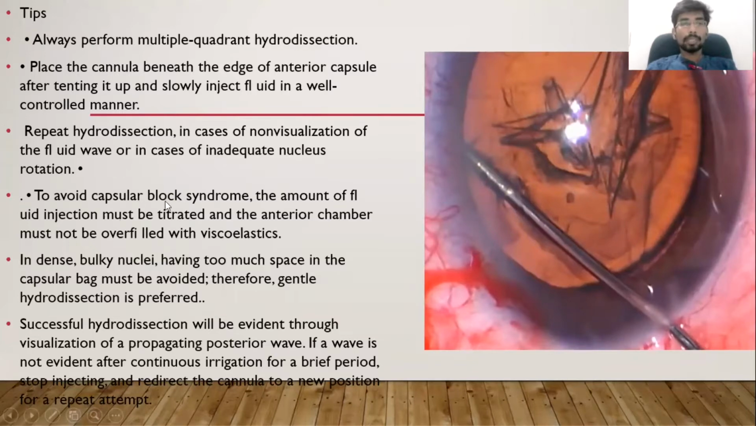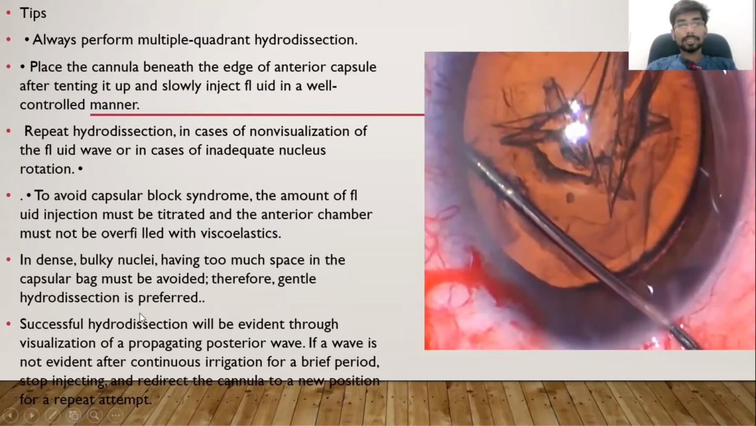To avoid capsular block syndrome, the amount of fluid injection must be titrated and the anterior chamber must not be overfilled with visco. In a dense, bulky nucleus, having too much space in the capsular bag must be avoided. Therefore, gentle hydrodissection is preferred.